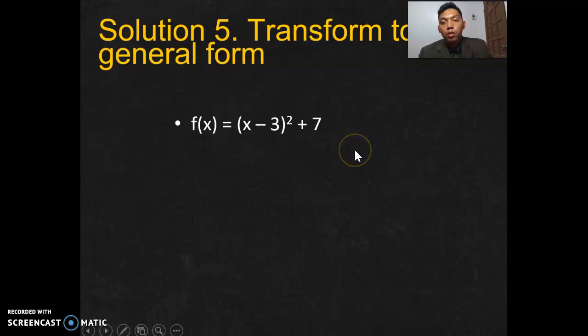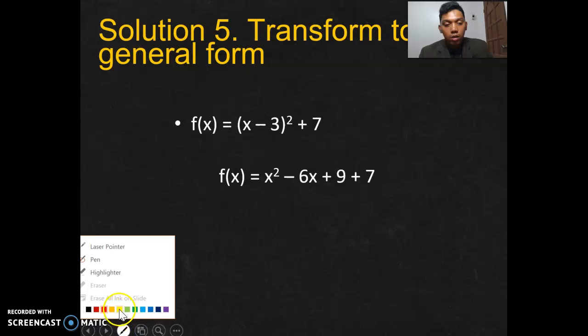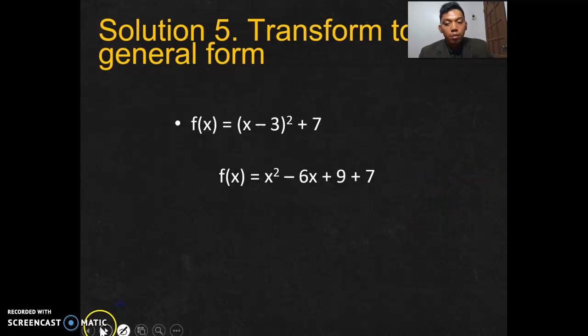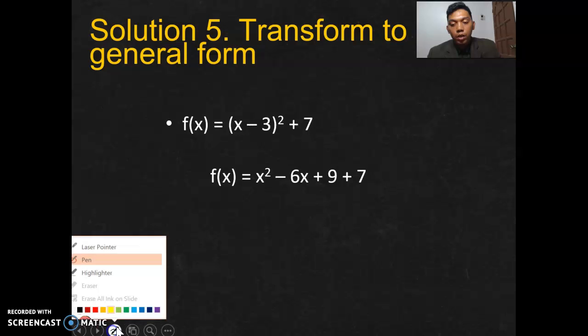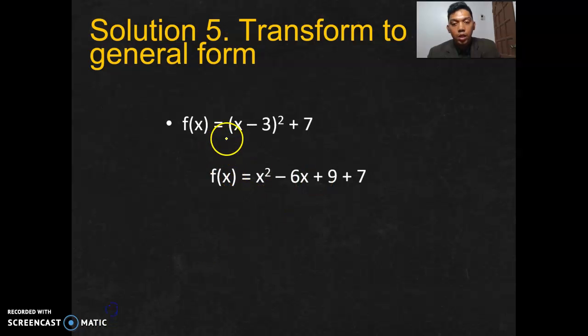So transform to general form. The given is f of x equal to the quantity x minus 3 squared plus 7. Just like what is said in the steps, we simply expand this square of binomial. If you expand this using the pattern or the FOIL method, the result will be x squared minus 6x plus 9 plus 7. So you can actually use the FOIL method or the pattern for the square of a binomial.